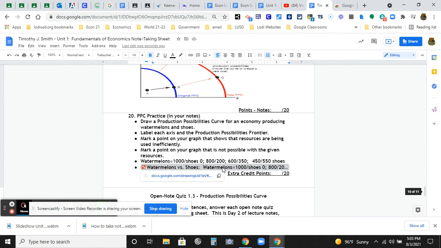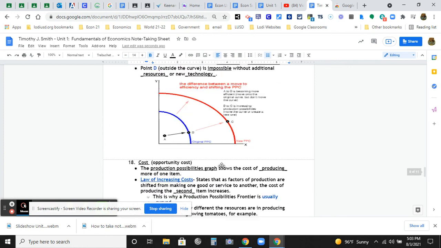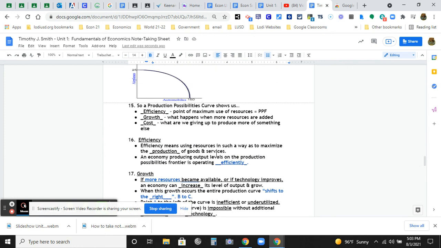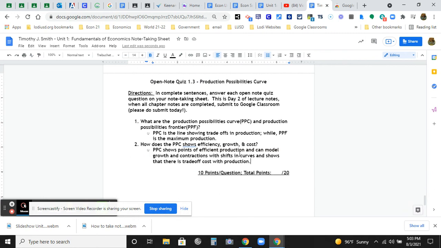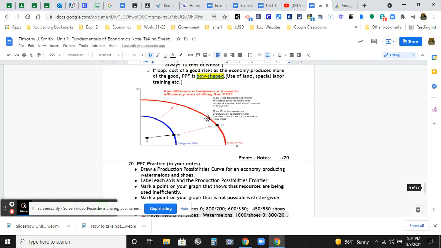PPF shows efficiency, growth, and cost. Let's see. Efficiency, maximize production. Maybe I'll add maximum in there. Model growth and contractions with shifts in curves. There's a trade-off cost with production.